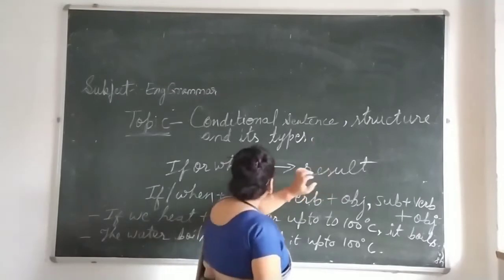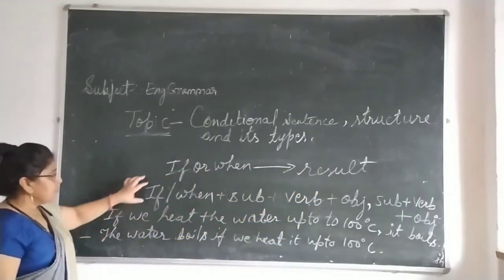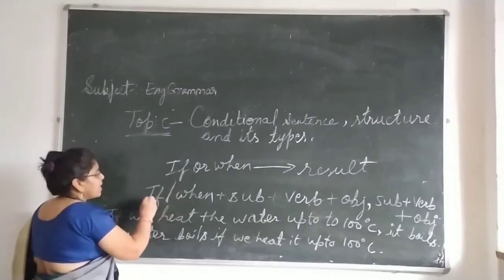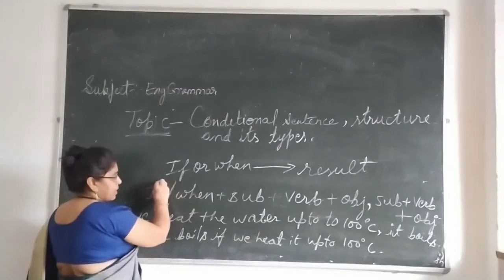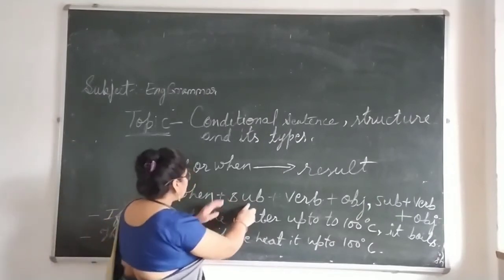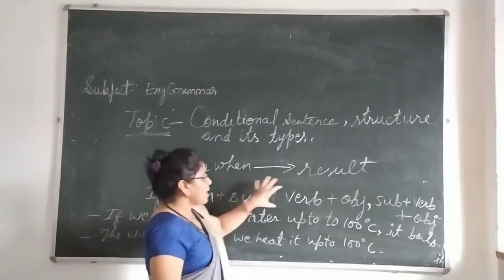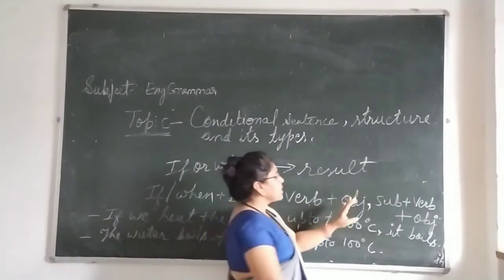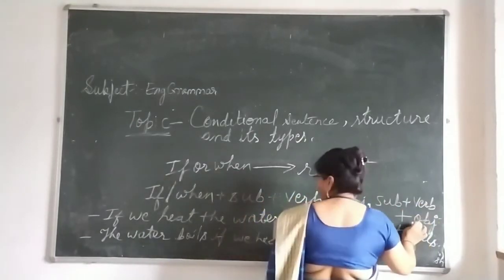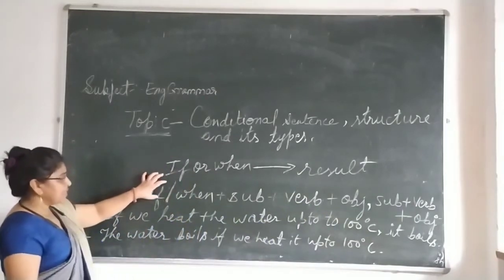Okay, so let us first, I'll tell you the structure of the conditional sentence. For example, here I have already written here, out of if or when, you have to select one. This is the structure. If, when plus subject. That means after putting if, you have to take a subject, then verb, then object. Then the second part also, here also subject, verb and object. So let us form the sentence with the help of this structure.